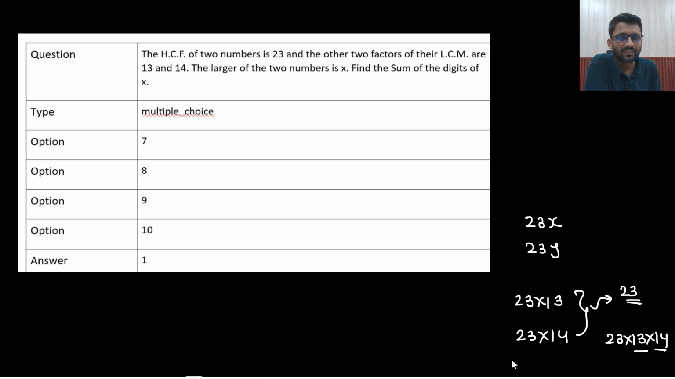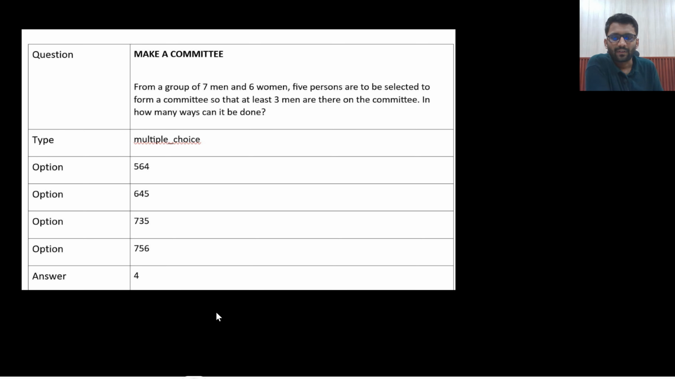The larger number is 23 into 14, which is 322, as far as I remember. 23 into 14, 322. What are they asking? The sum of the digits. 3 plus 2 plus 2 is 7. So the answer is 7. Sum of the digits they are asking. Answer is 7.